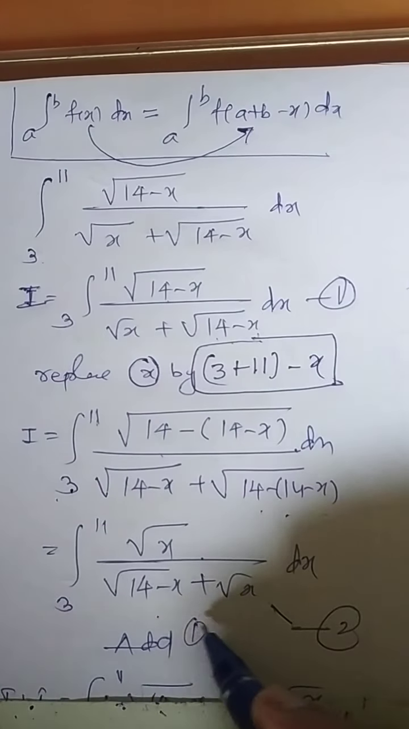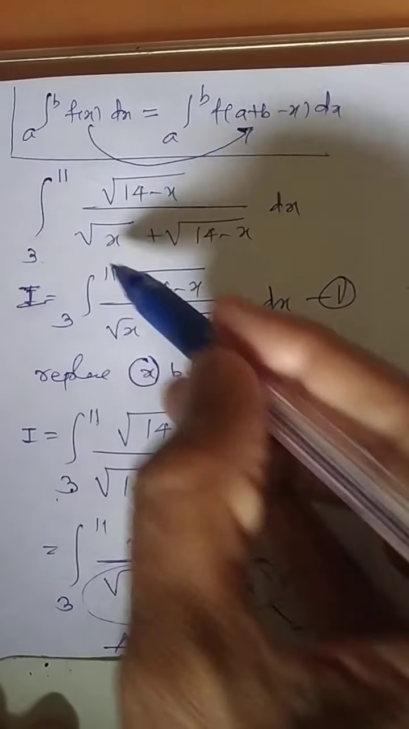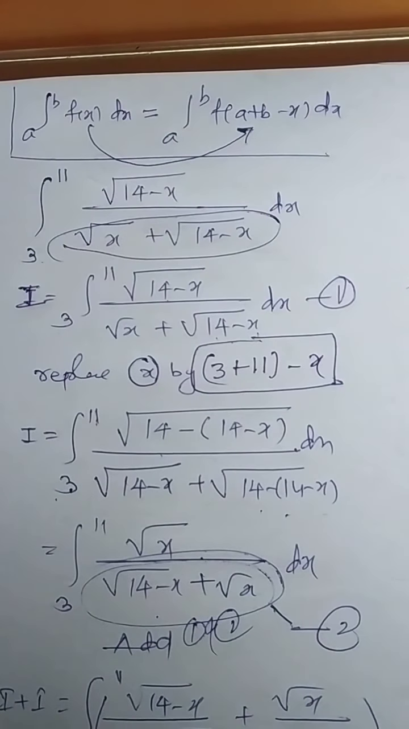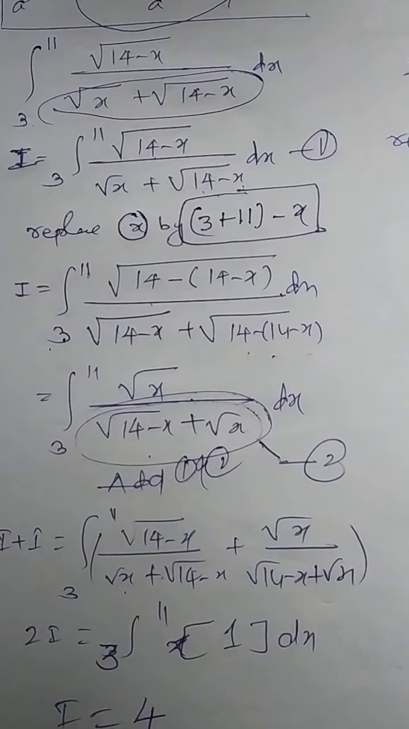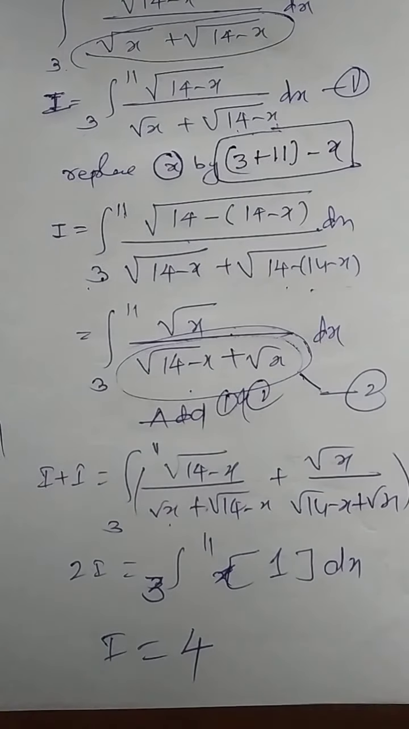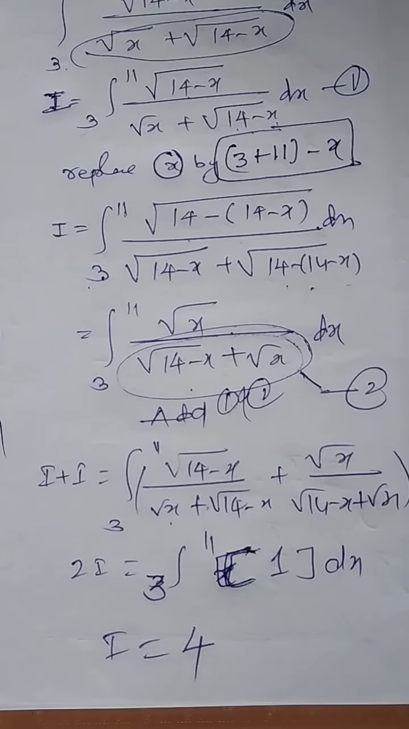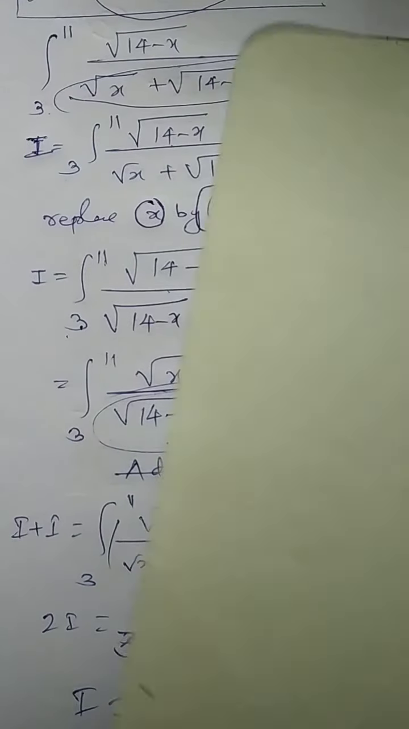Then add 1 and 2. If you look at 1 and 2, the denominator is the same. Take the LCM. The numerator and denominator will get cancelled, and now it is a much simpler question. 1 will come. Integration of 1 will be x. Simplify. Put the upper limit and lower limit and get the solution. On the same line, one more question we will do, and then this concept will be over.